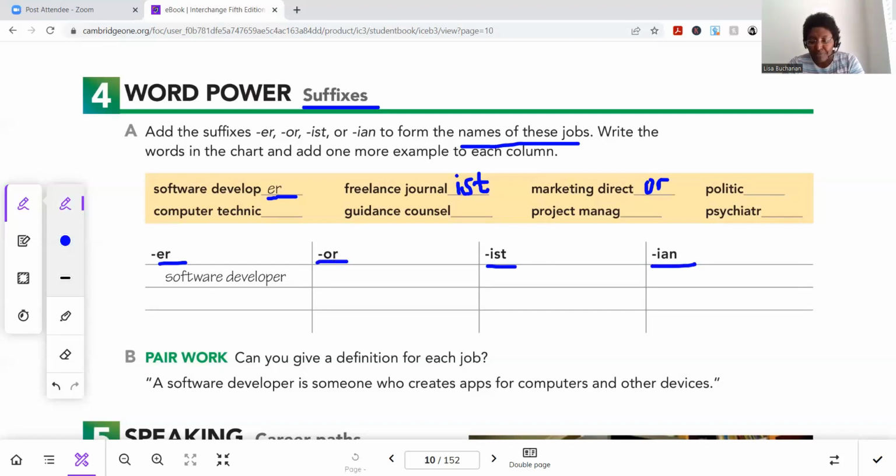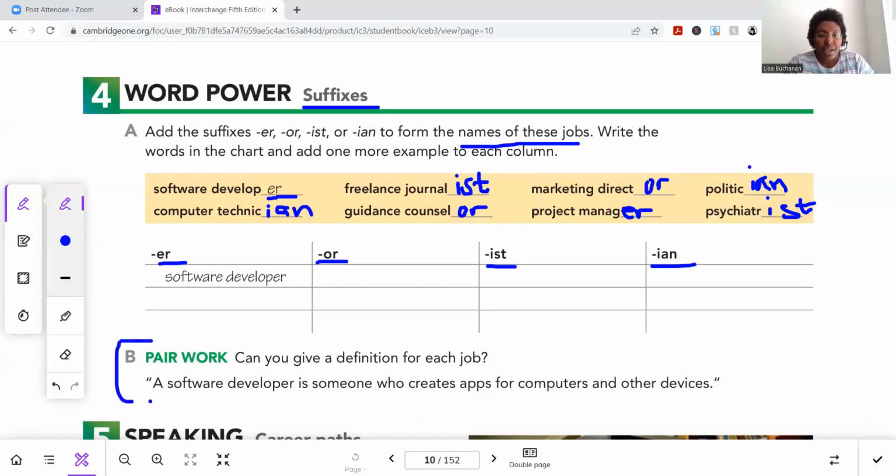You could be a politician, IAN. You're a computer technician, IAN. You are a guidance counselor, OR. You're a project manager, ER. And you're a psychiatrist, IST. There we go. So it's just good to make sure that you are saying the proper name of your position. So you're not "I am guidance counsel." No, guidance counselor. So make sure you have that correct.